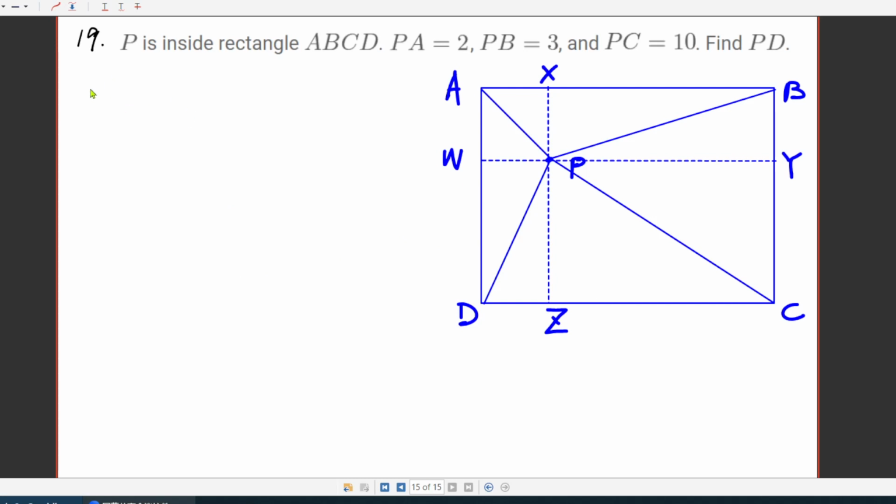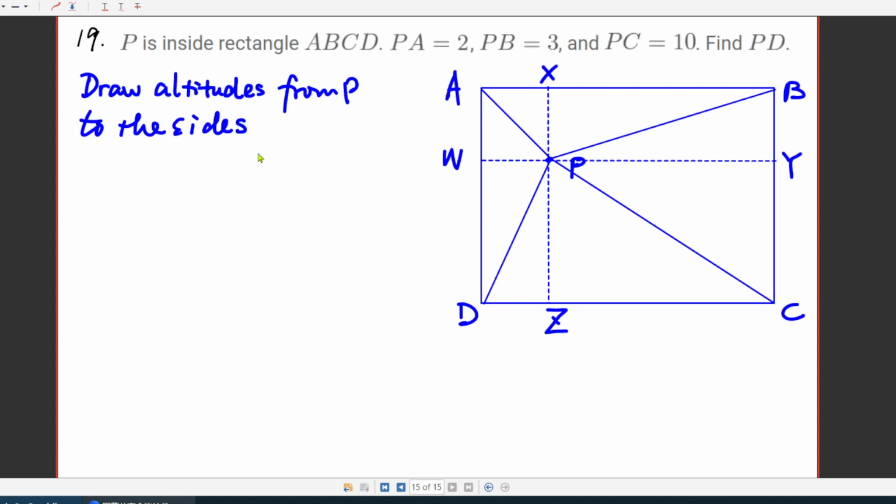Okay, so first of all, we should state that we draw altitudes from P to the sides of ABCD at points X, Y, Z, and W respectively.